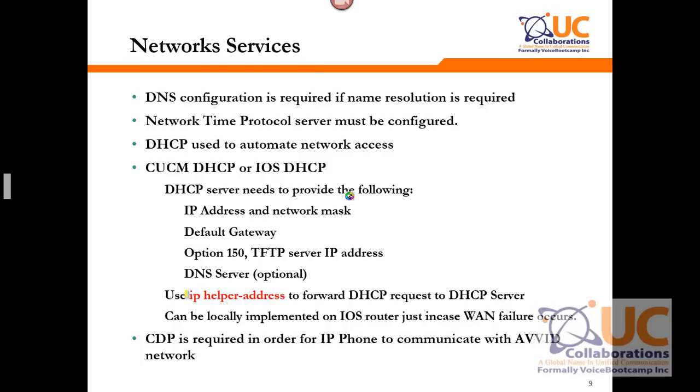Now in order for certain IP phones to reach the DHCP server, which may not happen to be in the same subnet, we must configure an IP helper address in order to forward the DHCP request to the DHCP server, because DHCP requests are broadcast and the router does not forward broadcasts. Now keep that in mind, CDP is required in order for a Cisco IP phone to communicate in such an infrastructure.